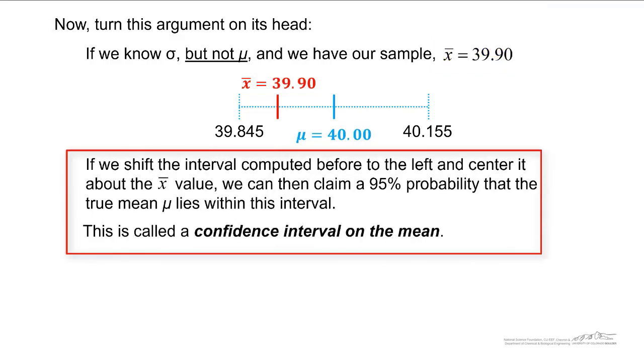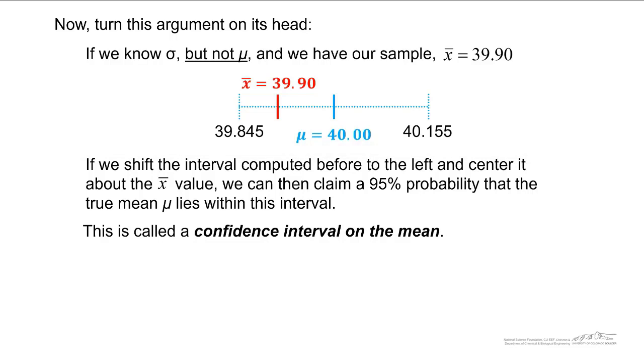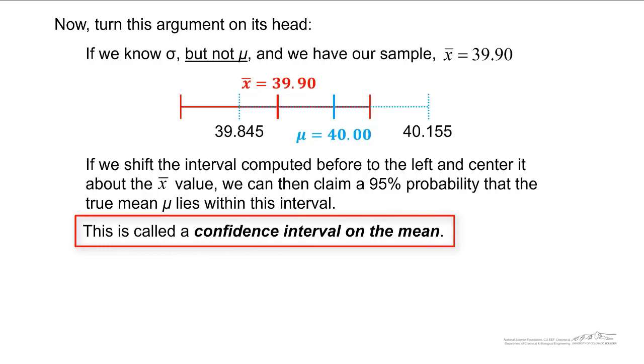We can shift the interval computed before. We're just translocating it left or right, but we're going to center it about the x bar value that we get from our sample of 10. We can then claim with a 95% probability that the true mean, mu, the population mean, lies within this interval. So in other words, we're starting at our x bar, and we're going to go out the same distance, and that's going to be our 95% confidence interval on mu. We don't know mu, but we're estimating it here. This is known as a confidence interval on the mean.